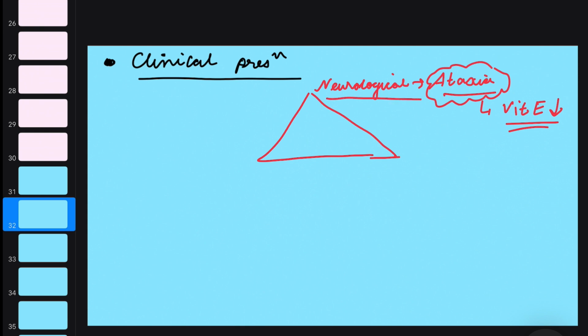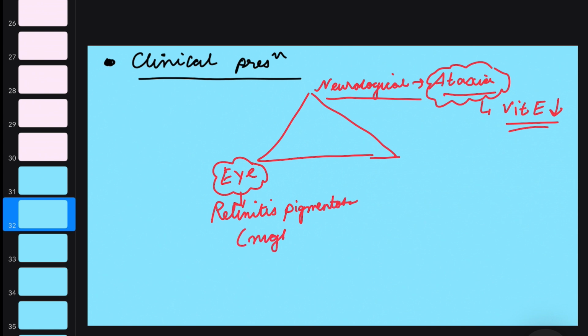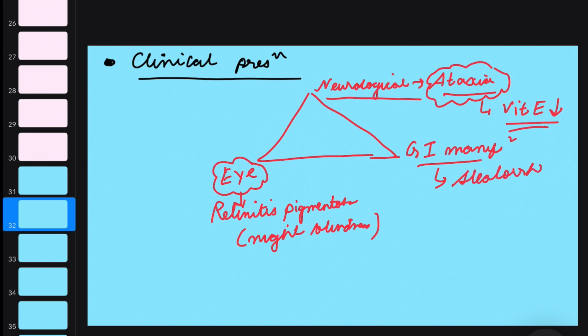Secondly, we have eye manifestations, or better to say retinitis pigmentosa, leading to night blindness. This is another manifestation that we have. And third, since we are studying this in the GI chapter, there is a GI manifestation. What GI manifestation do we have? Of course we know this: malabsorption of fat. So this will lead to steatorrhea. We know this already.